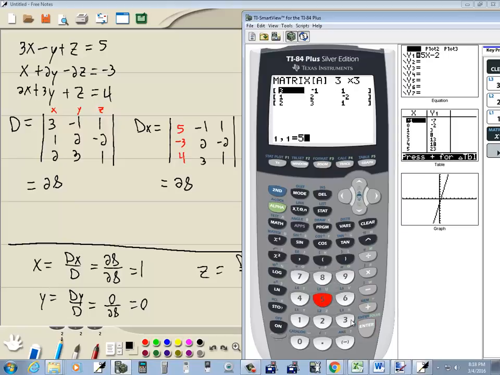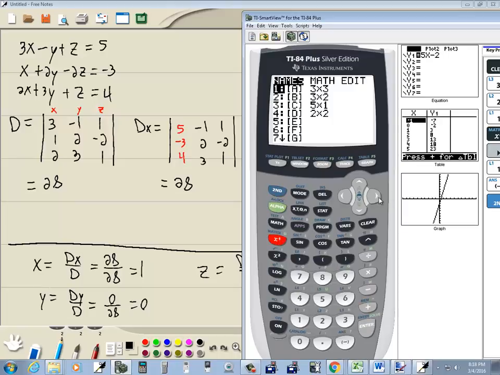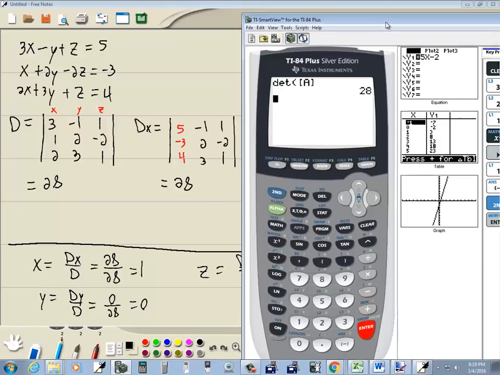Okay, so we're going to have 5, enter, -1. I'll go ahead and go through the process even though those numbers are there. And then 1, enter, -3, 2, -2, 4, 3, and 1. Double check my data entry. Looks good. Exit out. You do second mode. Then we'll go back in our matrix menu. Right arrow to math. We do enter on DET. Go back in the matrix menu. Do enter on A. Enter again. And that gives us our other 28.